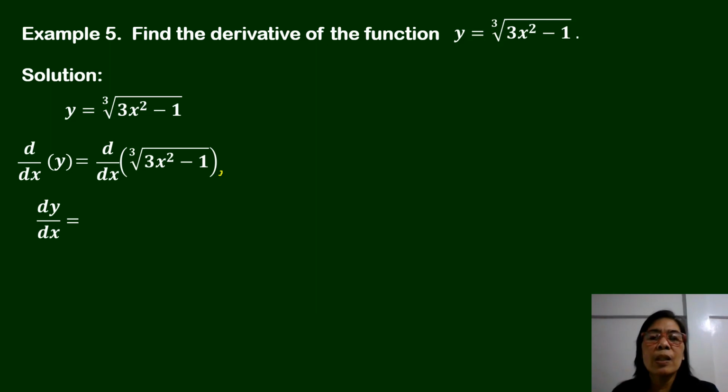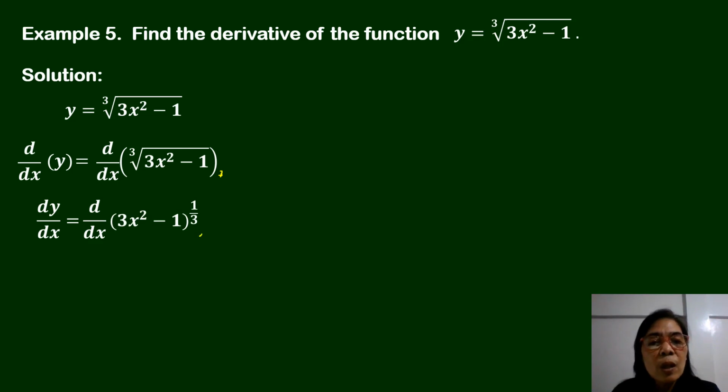You will notice in the list there is no formula for finding the derivative of a cube root. You have to be careful. The formula that we have for the derivative of radical is applicable only for the square root. So since there is no formula for the derivative of cube root, we have to find ways of writing this function in another form. In algebra, the cube root may be written in power form, and that will be equivalent to the exponent 1/3. So we therefore have the derivative of the cube root of 3x squared minus 1 may be written as the quantity 3x squared minus 1 raised to 1/3.